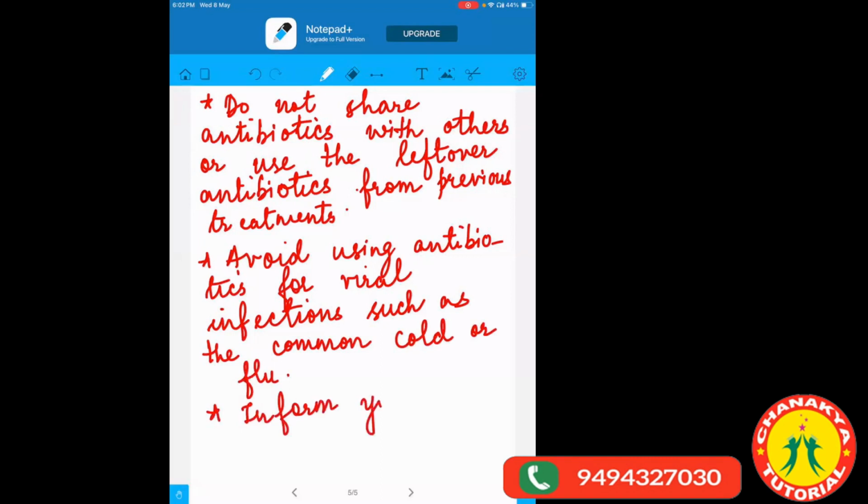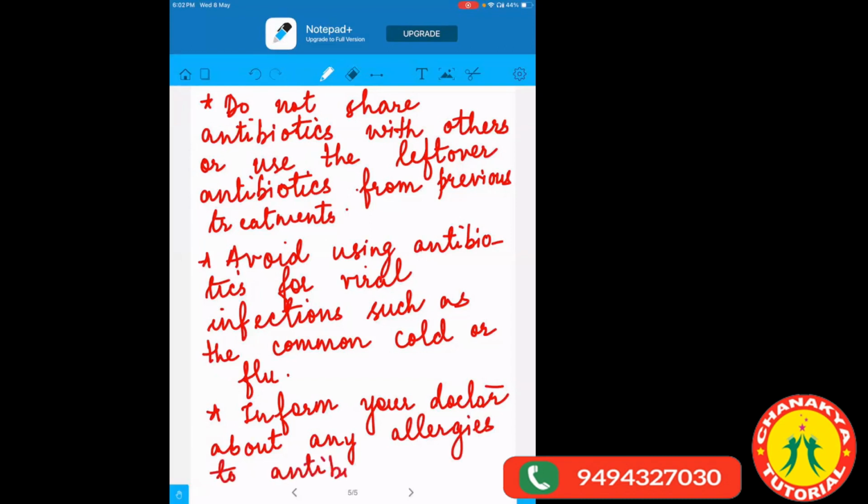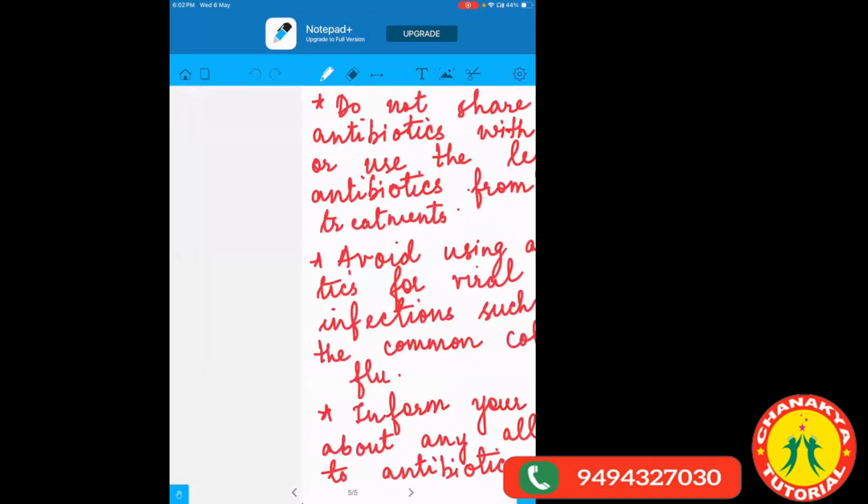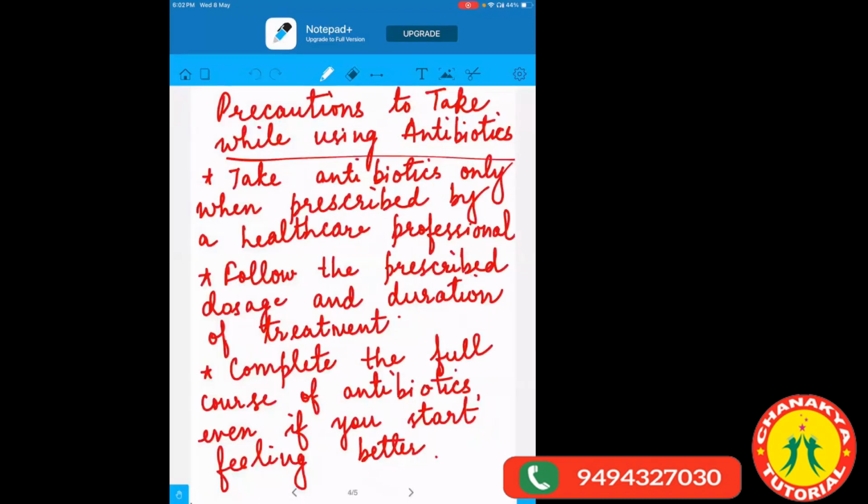And the last point, inform your doctor about any allergy. Sometimes if we are taking the antibiotics, we might get some kind of allergy. So immediately we have to inform the doctor so that they can change it. So these are the points related to the precautions. So note it down, children, now.